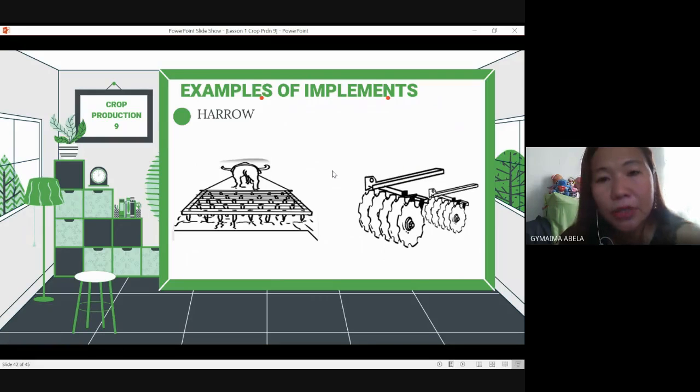So this is the image of the harrow. At the left side of your screen is the native harrow, which, as shown in the illustration, is pulled by a working animal. It is used to till and pulverize the land which was cultivated by the plow. You cannot use this harrow without first plowing the land. And then another is the disc harrow. This harrow is mounted to a tractor.